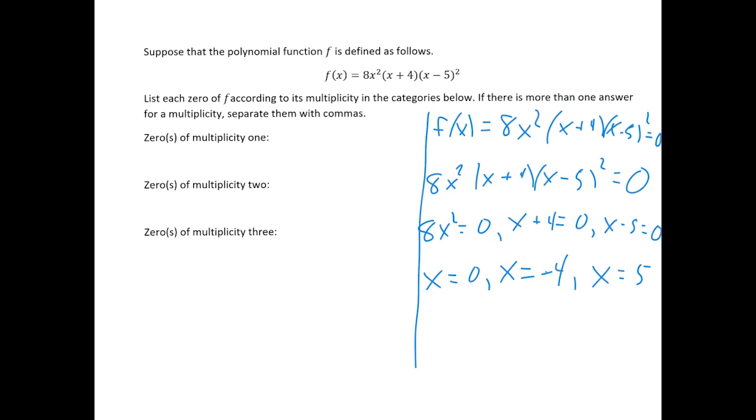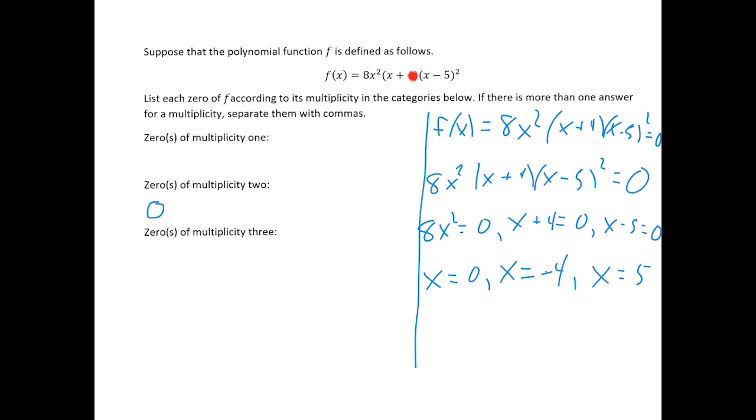That doesn't, however, tell us what the multiplicities are. To do that, we need to look back at the original function. And the multiplicity is just going to be whatever power that part of the function is raised to. For example, this x is raised to the second power. So the 0 I get from this part is 0, raised to the second power. So that has multiplicity 2. So the zero of 0 has multiplicity 2.